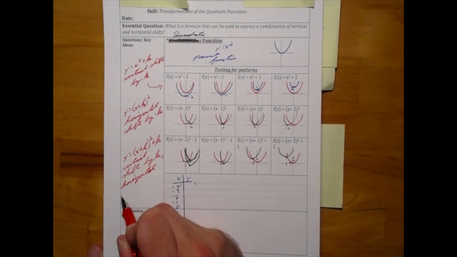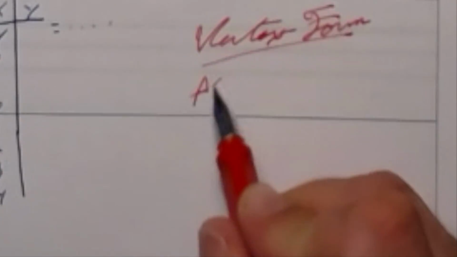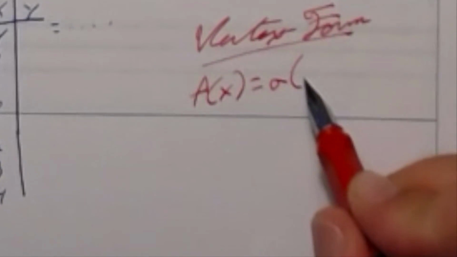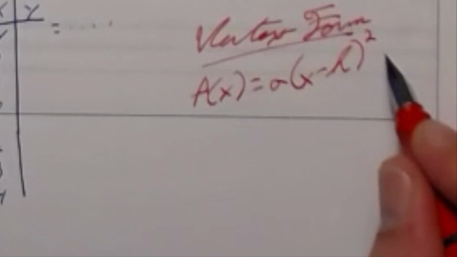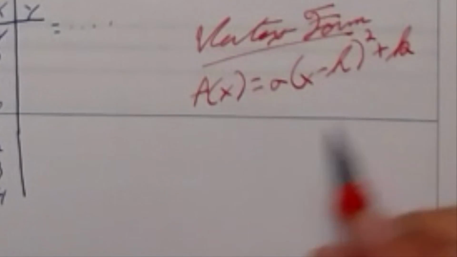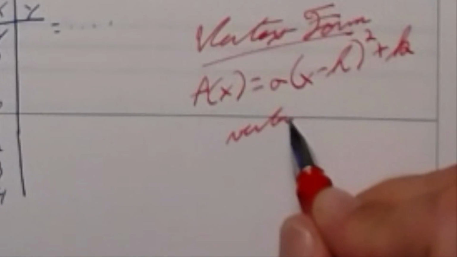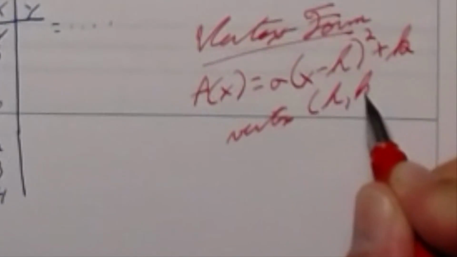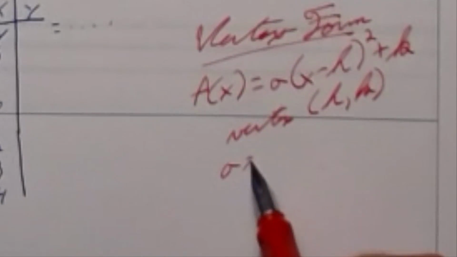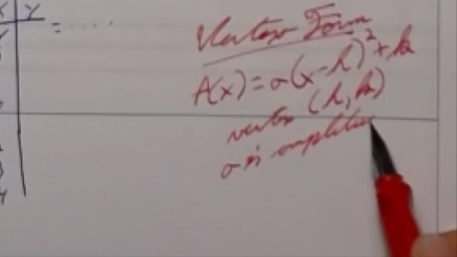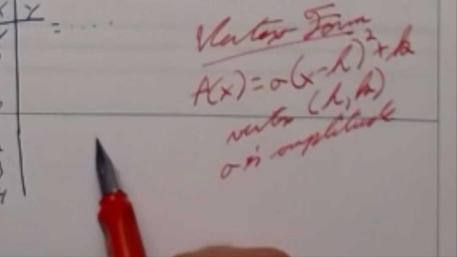I want to tweak this a little bit because it's so close to the form of a parabola called vertex form. And vertex form is when f of x is equal to a times the difference of x and h squared plus k. Then the vertex is located at h and k, and a is its amplitude. That means how narrow or how wide we'll draw that parabola.